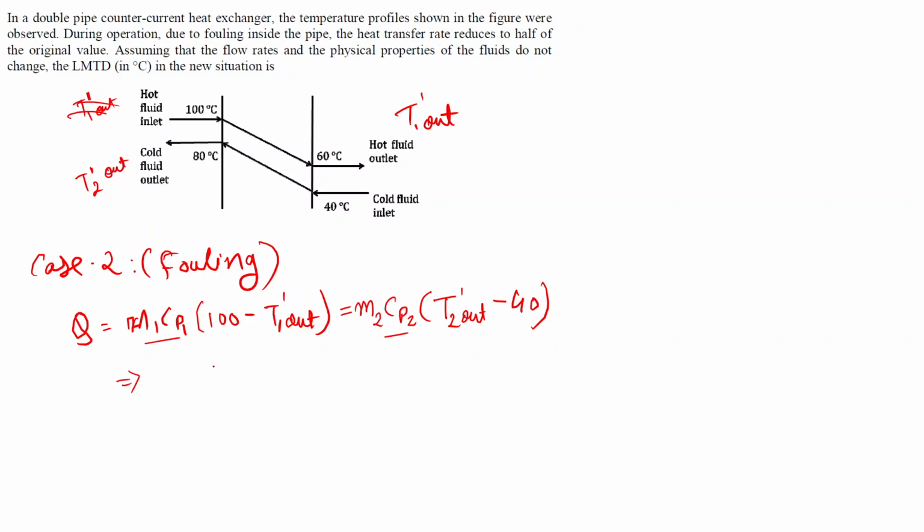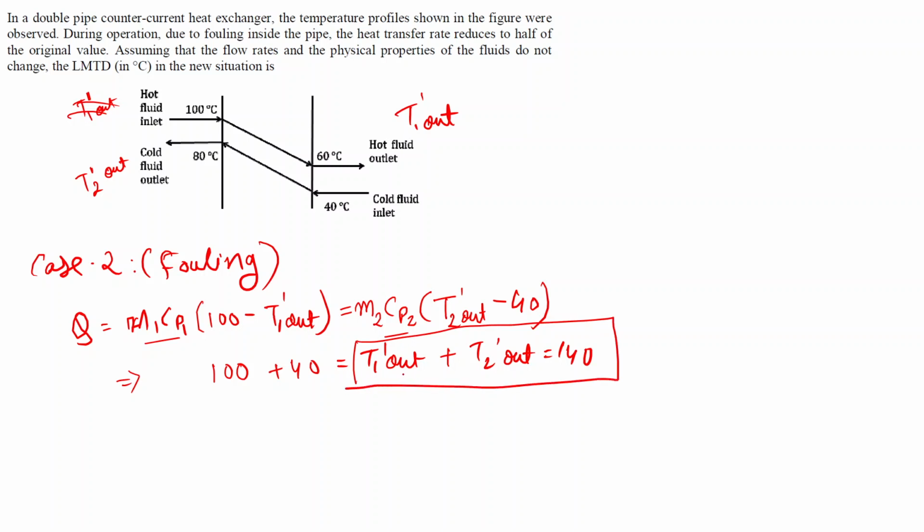So it will become 100 plus 40 is equal to T1 dash out plus T2 dash out, which is equal to 140. Now we have to find the value of either T1 out or T2 out. So we will find the value of T1 out.